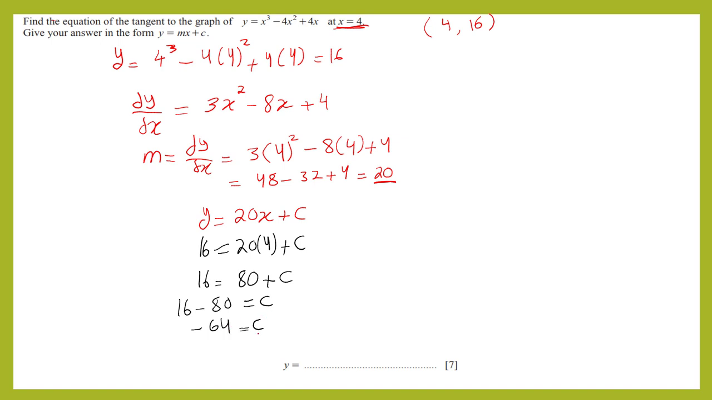So now you have the y-intercept and you have the gradient. So the final form of the equation is y equals 20x minus 64. And this question is done. Let's move.